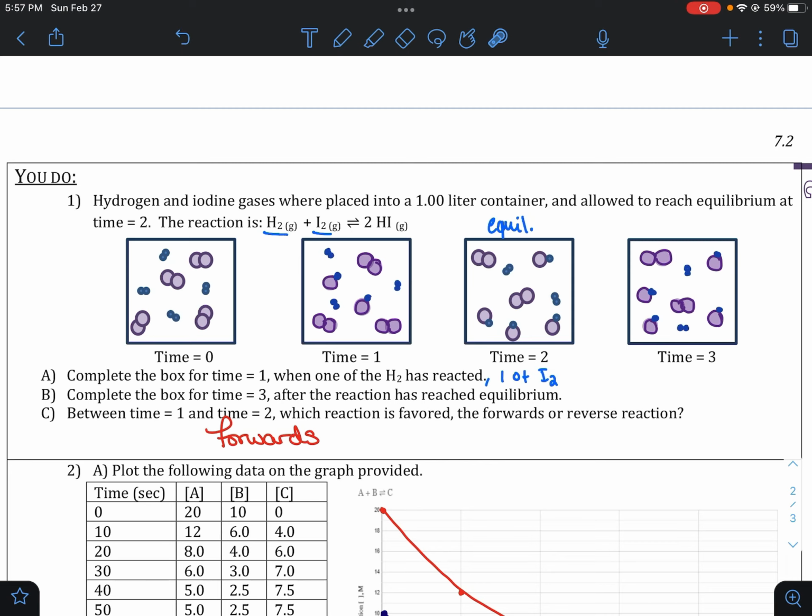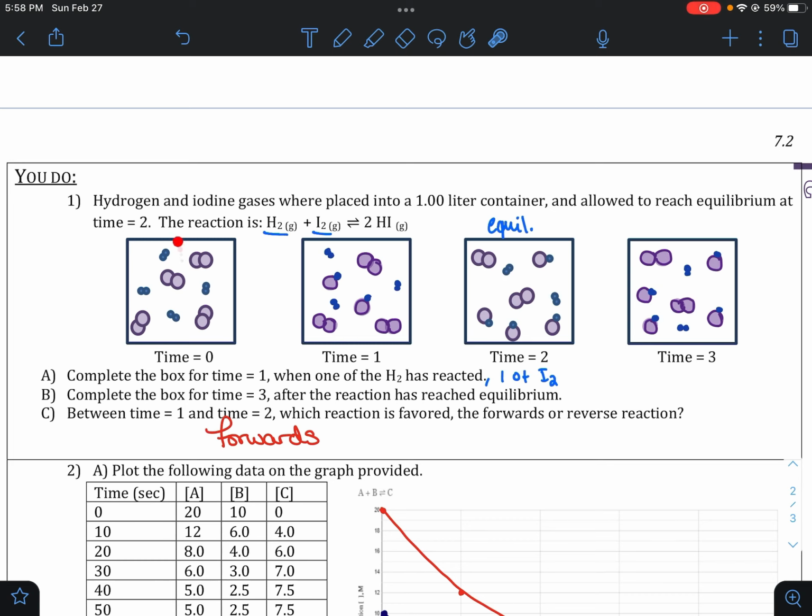2 more HIs, or 2 HIs. Okay, so if we look at time 0, we start with 4 of each, 4 H2s and 4 I2s, okay? Now, which is which? All right, well, this is going to be our I2 most likely based on our atomic radius. However, in this example, you don't really need to know because again, it is even, right?